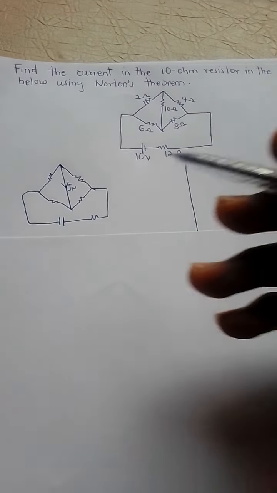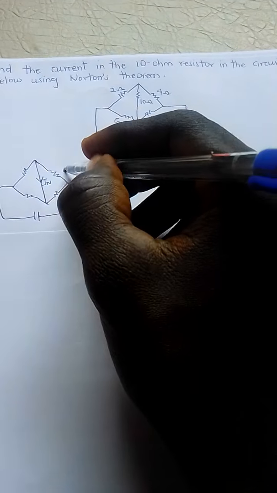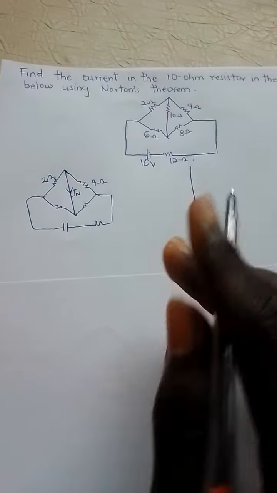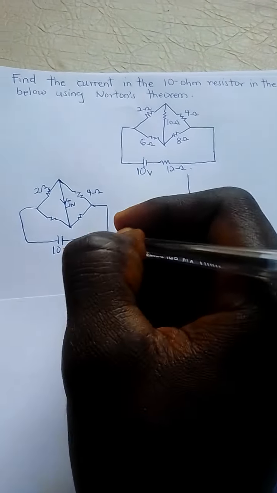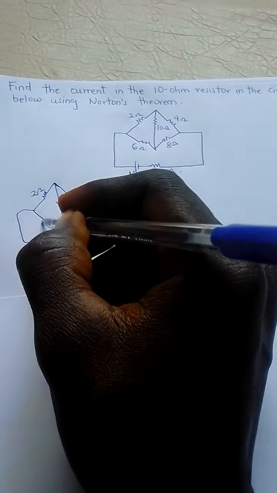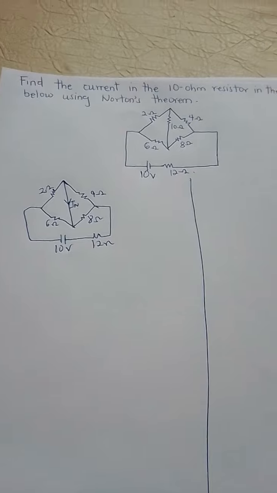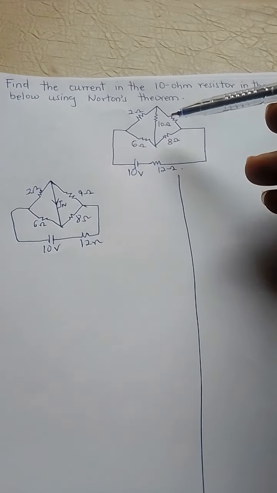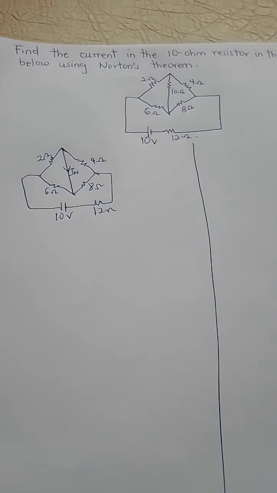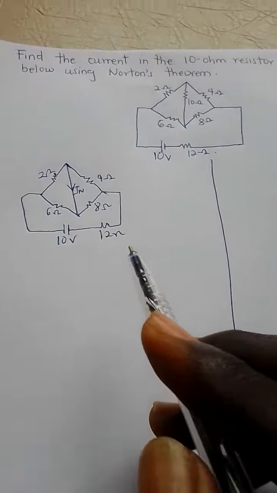After redrawing the circuit, we have IN replacing the 10 ohms, then we have our 4 ohms here, our 2 ohms here, then the 10 volts as well as the 12 ohms, the 8 ohms and the 6 ohms. So right now we have replaced the 10 ohms with the Norton current IN. What you have to do is find the value of the Norton current IN. We can do this several ways.